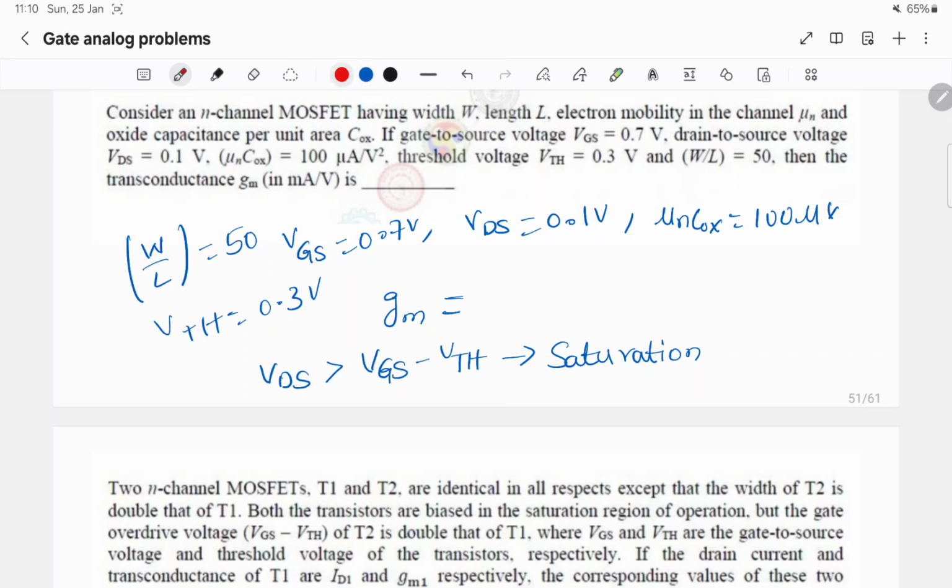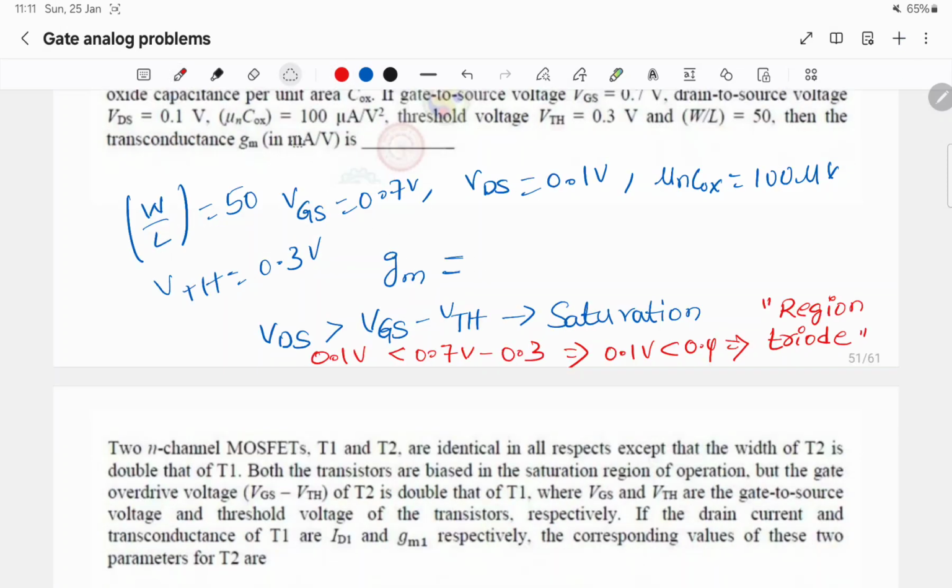Now VDS is 0.1 volt and VGS is 0.7 volts, VTH is 0.3 volts. Clearly this is less than this: 0.1 volts is less than 0.4 volts. So the MOSFET is in the triode region.